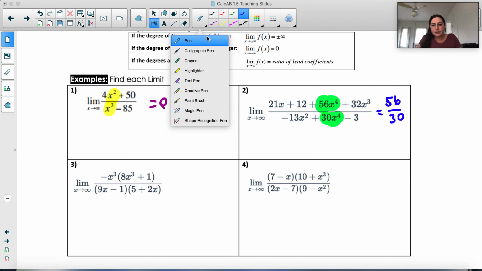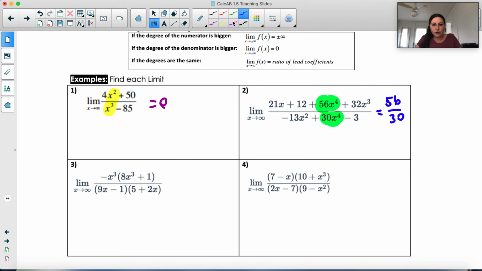Okay, next. This one's in factored form, but again, all we care about is the biggest degree term. You can totally shortcut this and just say I'm going to get the biggest degree when I multiply x cubed by x cubed. That gives me a negative 8x to the 6th because you add exponents. The next term is only going to be x to the third, so that's irrelevant. In the denominator, the biggest degree I'm going to get is when I multiply 9x times 2x. So that's 18x squared. Again, if that's too confusing, feel free to multiply the whole thing out, but you don't have to. You just need the biggest degree term.